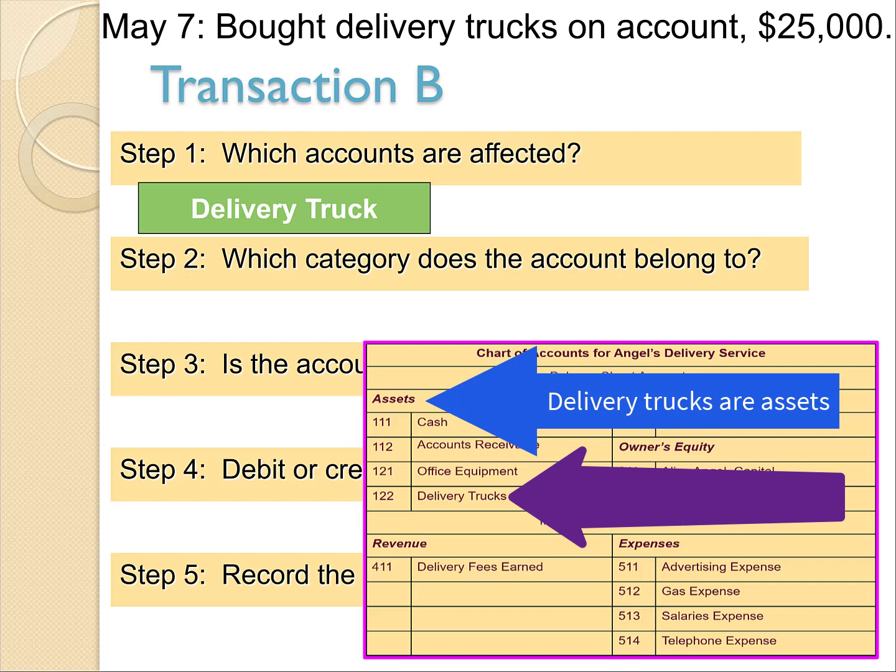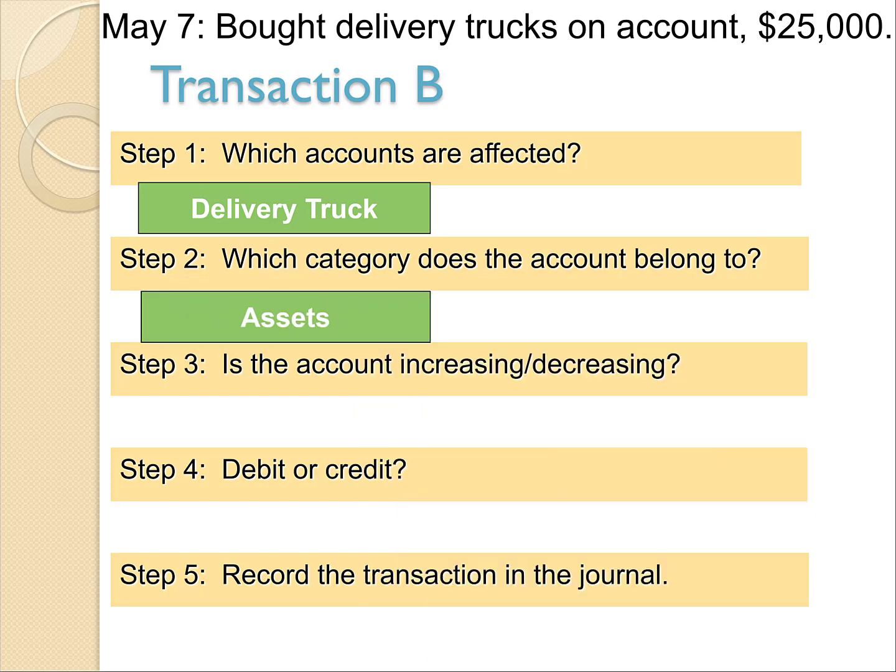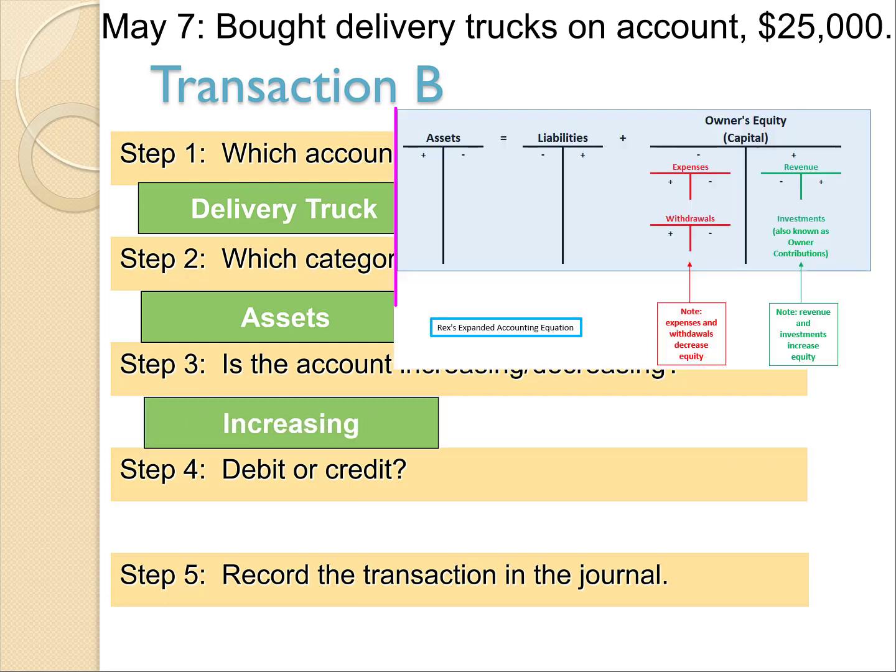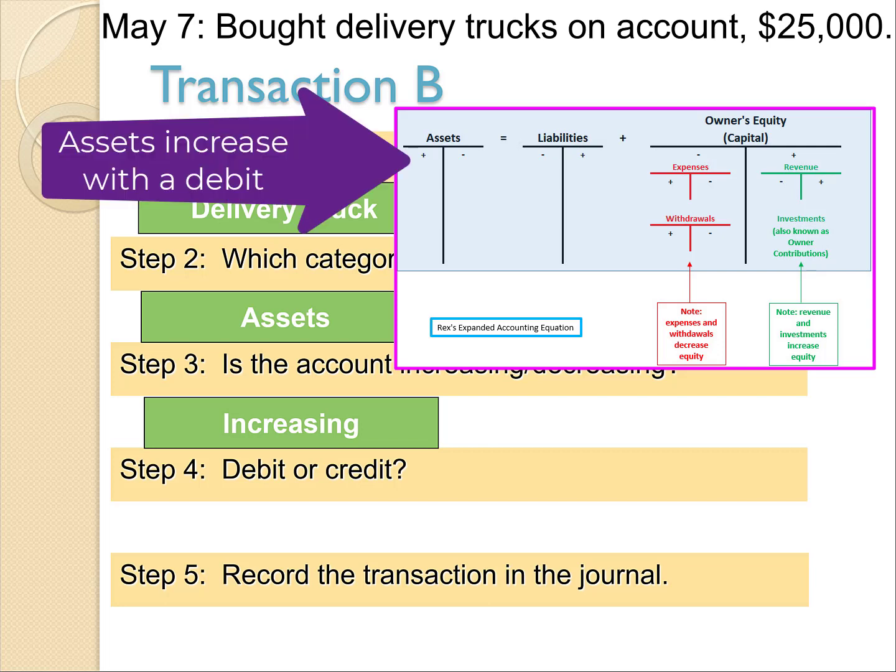So the next step is step two, which category does delivery trucks belong to? Well, that's obviously an asset. And is the account increasing or decreasing? Do we have more trucks or less trucks? We have more trucks. And then we need to look at our accounting grid and see if an asset is increasing, is that a debit or a credit? That is a debit.